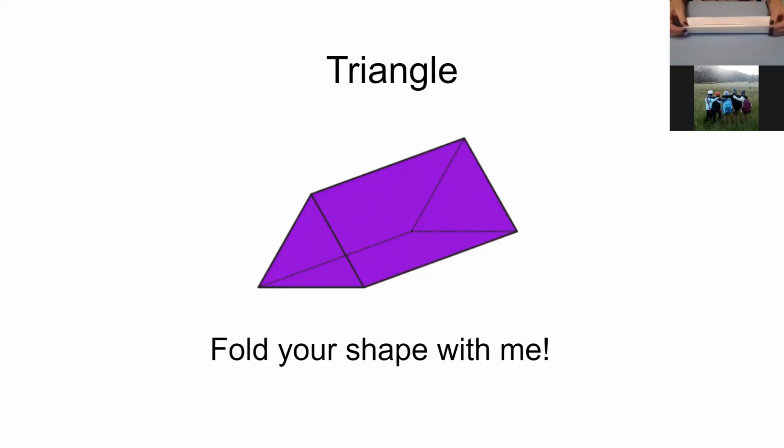Then I find the edges that need tape. And sometimes it's easier if you have somebody else at home that can help you. You can have them hold your shape while you add the tape. All right, so I'm going to put my tape on the edge. I'm going to put some tape in the middle and some tape on the other edge. And we have our triangle. Right there, you can see the triangle shape.